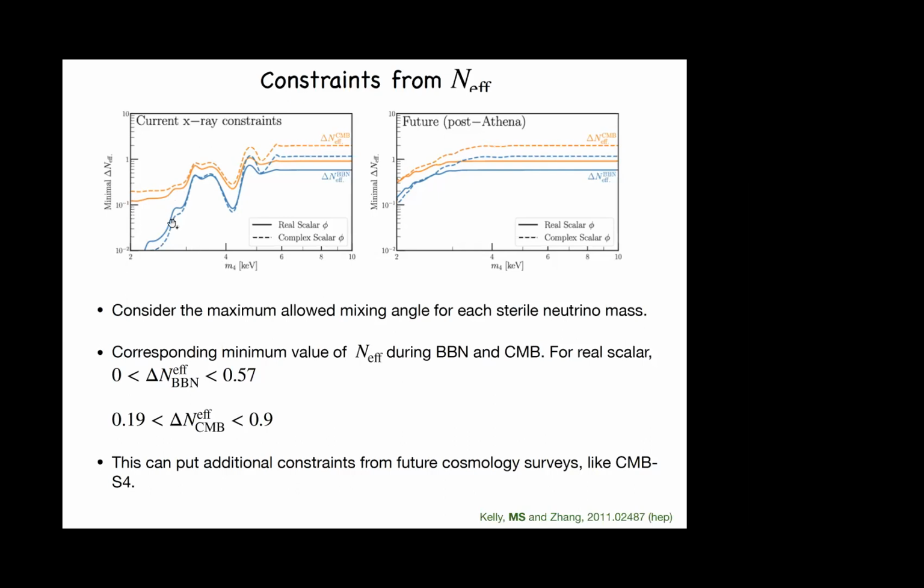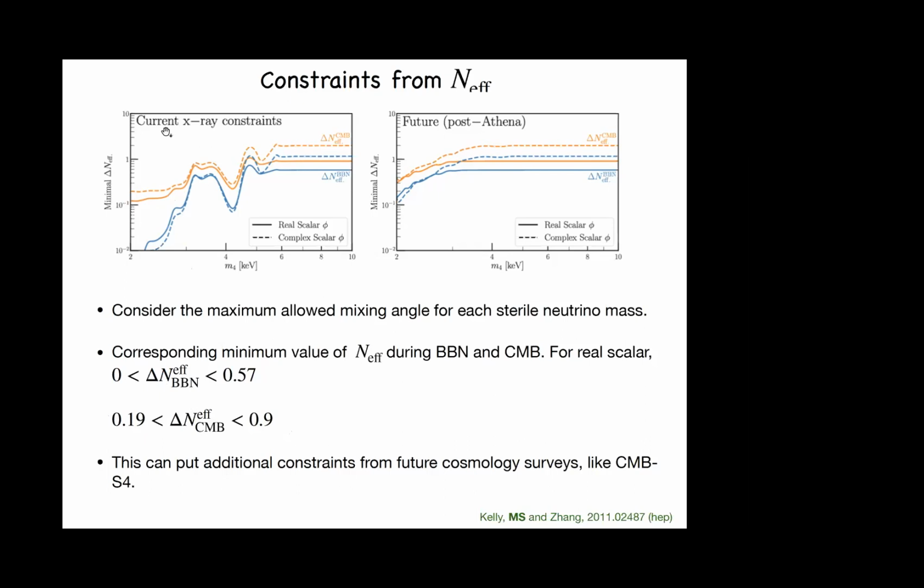So for example, with the current X-ray constraints, you can probe a delta N effective in BBN that lies between 0 to 0.57. That is something that CMB-S4 can, and for CMB it can probe a delta N effective that ranges between these numbers. So these are numbers that CMB-S4 can actually probe, and this makes it quite interesting.